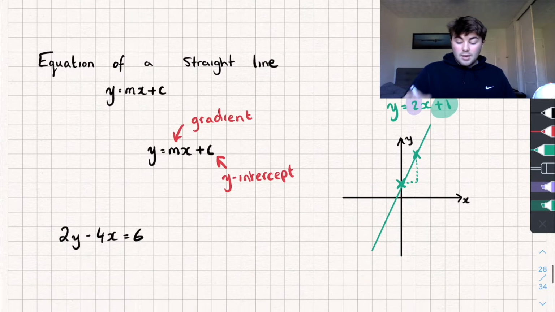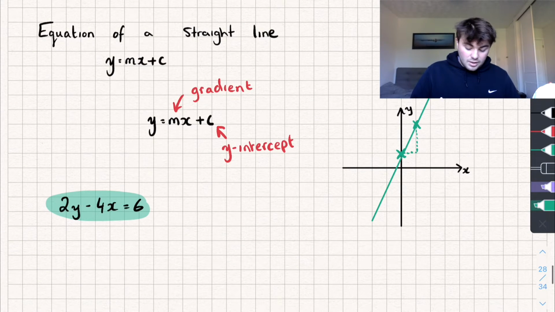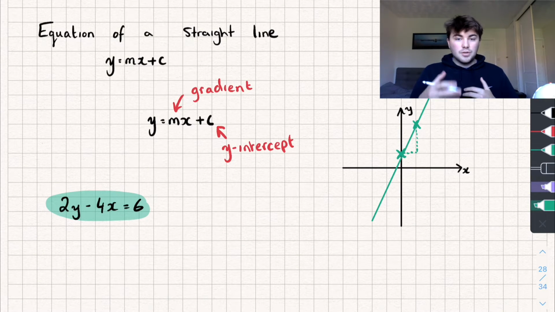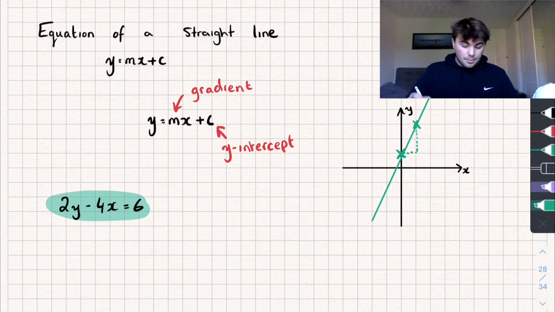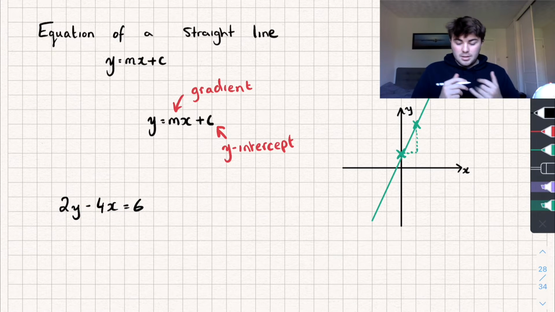But sometimes you won't be given an equation in that form, okay? So this example here, this is still an equation of a straight line, but it's just not in the form y equals mx plus c. So it's going to be trickier for me to know where does it cross the y-axis or what is its gradient. And so we could quickly find that by rearranging to make y the subject.